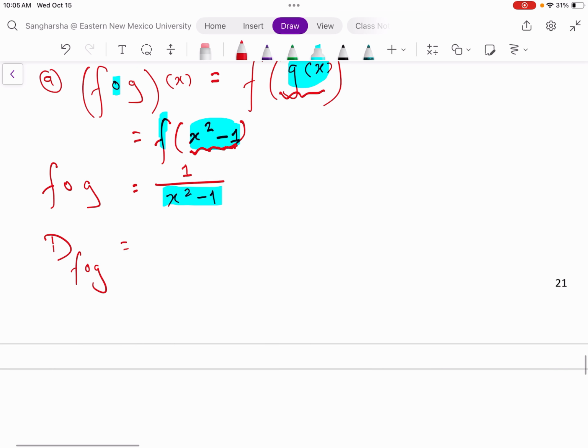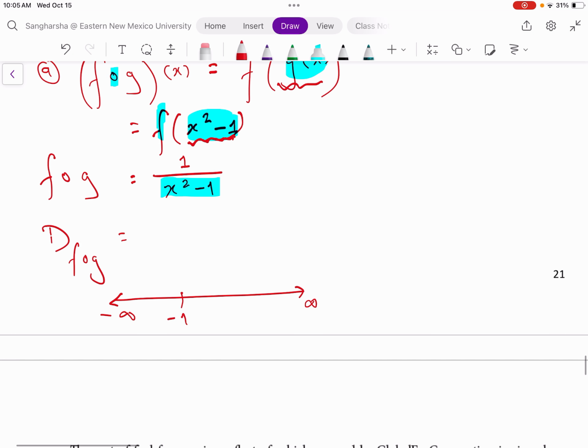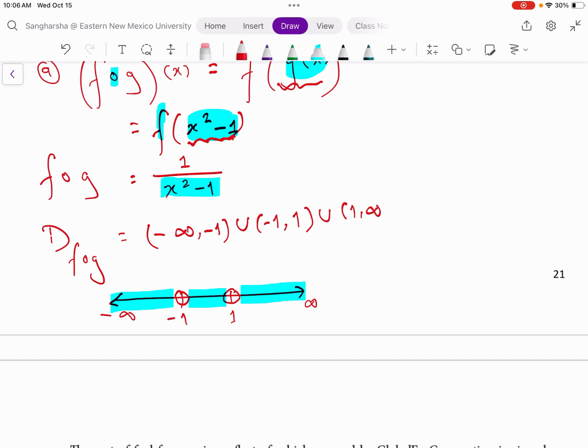Okay. Now how do we write that in interval notation? So we have negative infinity to positive infinity. Negative 1 and positive 1, these two are not in the domain, so we are excluding them. But every number on the left of negative 1, every number in between negative 1 and positive 1, and every number on the right of positive 1 are in the domain for this function. So that is from negative infinity to negative 1, union from negative 1 to 1, union 1 to infinity.